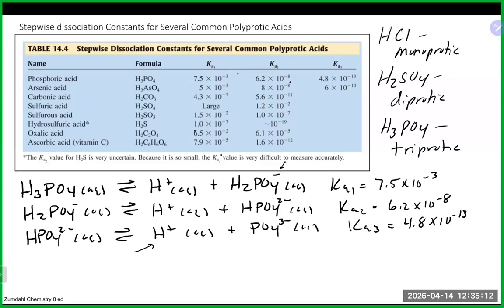We actually see that when we look at the Ka values for Ka1, Ka2, and Ka3. What happens to the Ka values as I continue to remove hydrogens? Do the Ka values get larger or smaller? They get smaller. And when we have a smaller K value, that means we have more reactants or products.